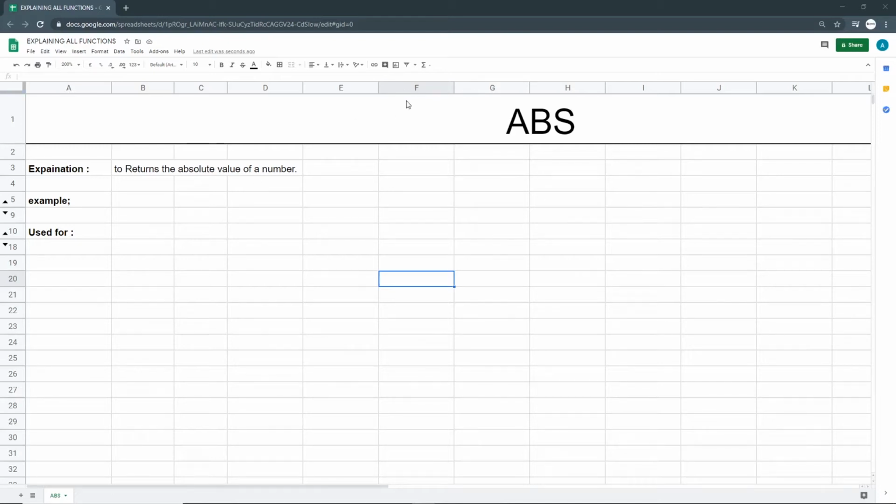Hi there. Today I will explain what the ABS function in Google Sheets is used for.